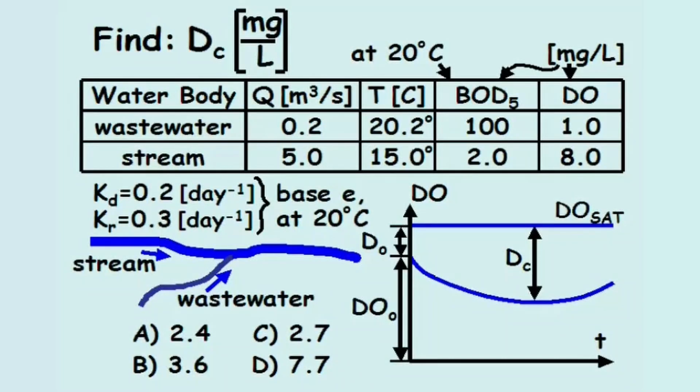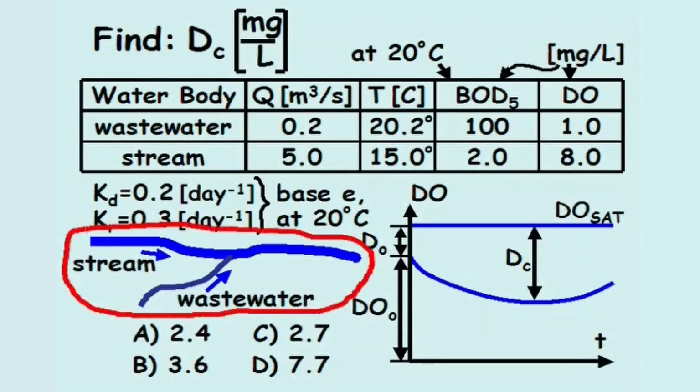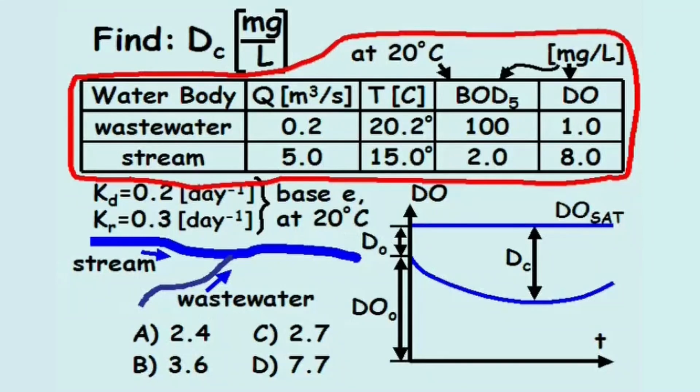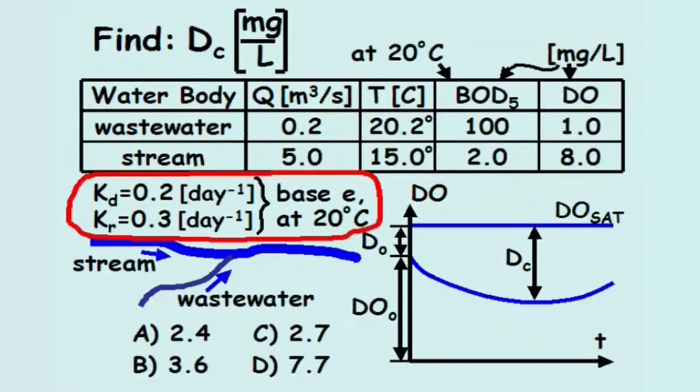Find the critical oxygen deficit, D sub C, in milligrams per liter. In this problem, the effluent from a wastewater plant discharges into a local stream. The flow rates, temperatures, 5-day carbonaceous biochemical oxygen demand at 20 degrees Celsius, and the dissolved oxygen values are provided. The deoxygenation rate constant and reoxygenation rate constant are also provided in base E at 20 degrees Celsius.